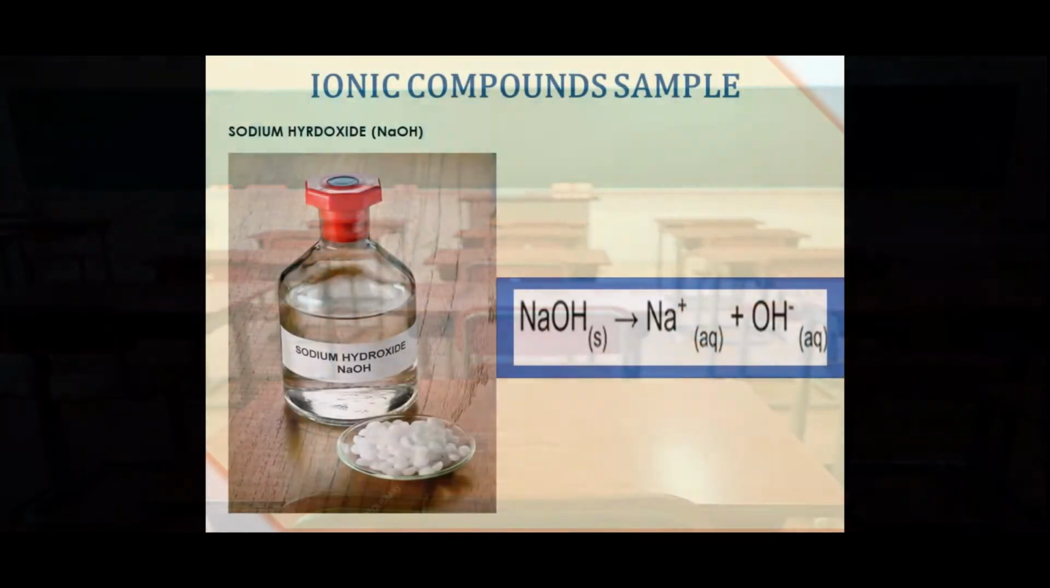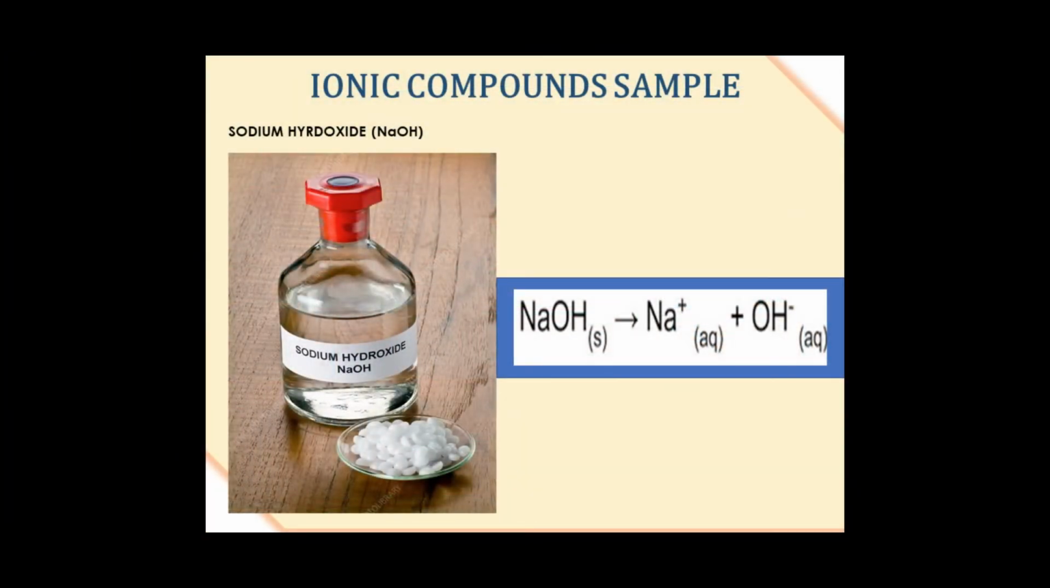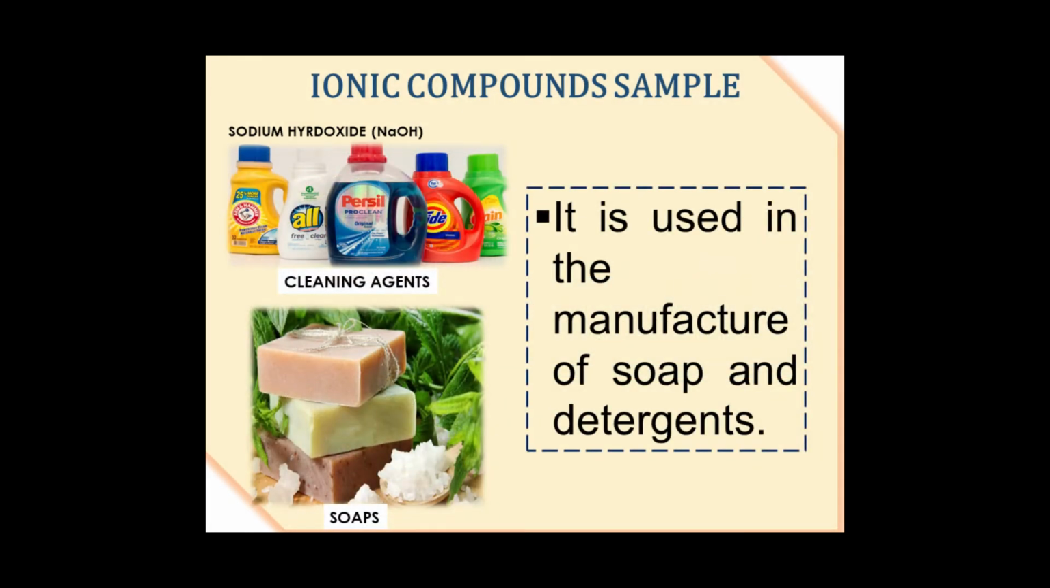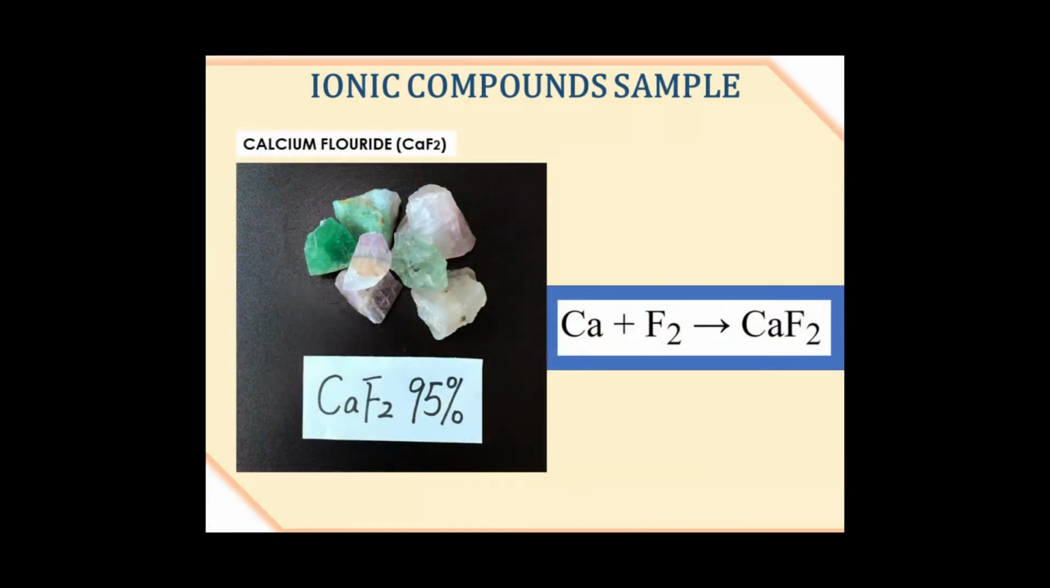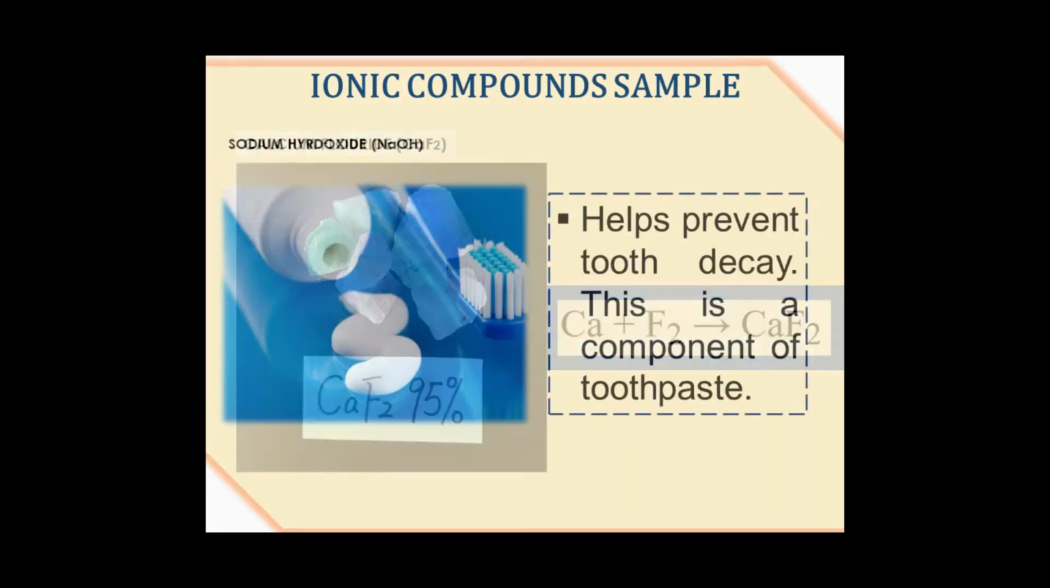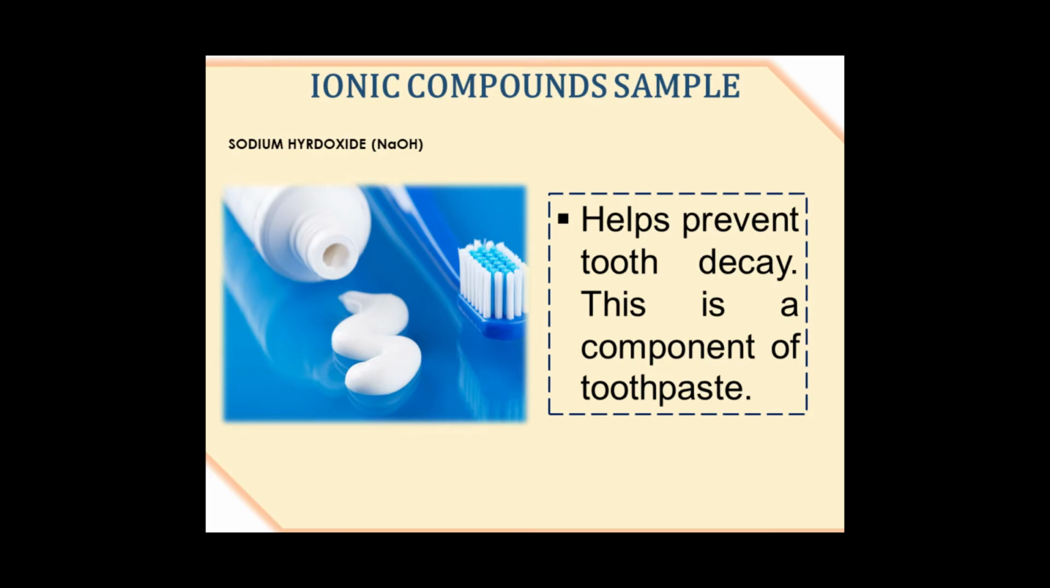Like all other compounds, substances formed by these types of compounds are necessary in our daily living. Here are some examples of common ionic compounds and their uses. Sodium hydroxide is used as a cleaning agent. It is used in the manufacture of soap and detergents. Calcium fluoride helps prevent tooth decay. This is a component of toothpaste.